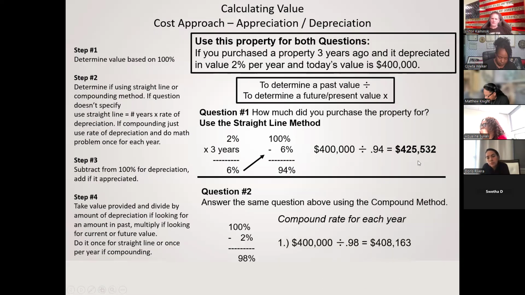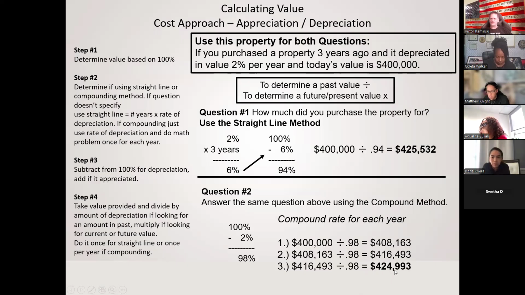So we're going to compound for each year, 400,000 divided by, because we're trying to figure out a value in the past still, 0.98. So that was 1 year ago. Now we take this figure, divide it by 0.98 again. That was 2 years ago. And we take that figure, we're going to divide it by 0.98 again. And that gives us the answer of 424,993.